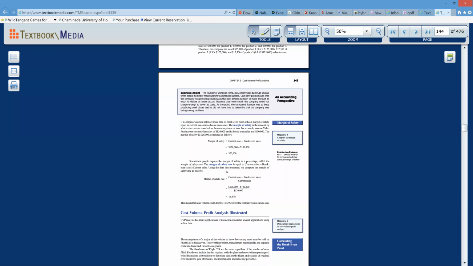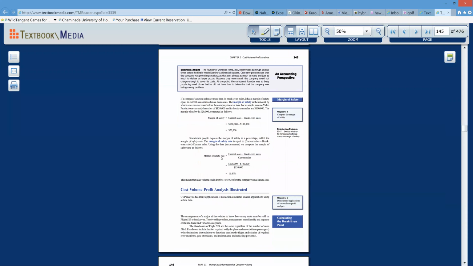Another way to look at that is to use the same information and come up with a ratio, the margin of safety rate or margin of safety ratio. That is taking your current sales minus your break-even sales. The $20,000 is the numerator because we calculated it up here. You divide that by your current sales dollars, the 120,000, and you'll come up with 16.67%. That indicates that a company's sales could drop by 16.67% and they would still break even.